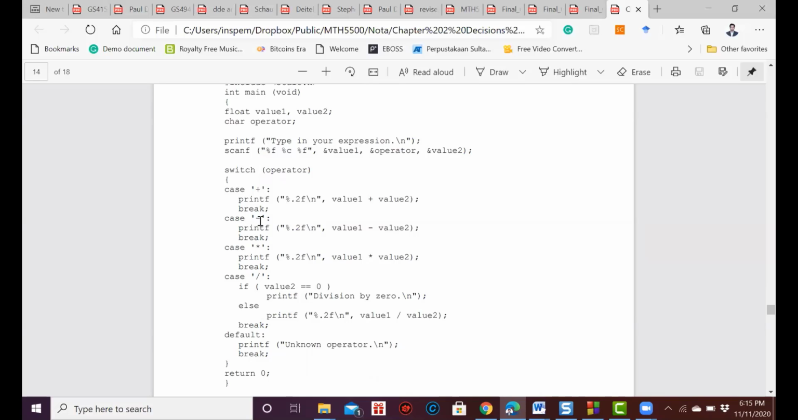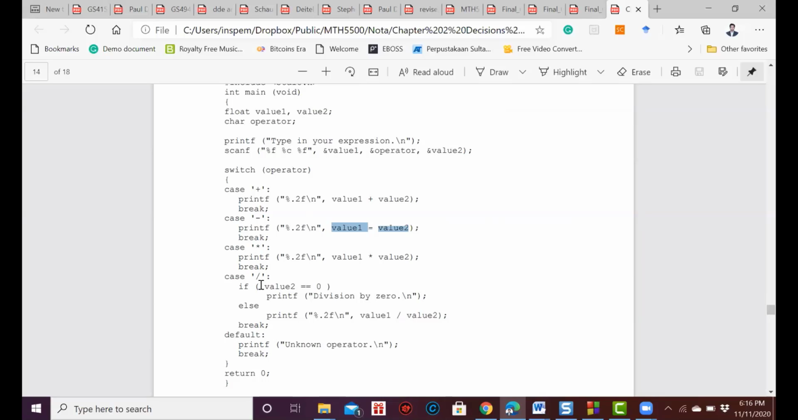Then if the case is minus, we read the operator is minus, and we print value 1 minus value 2. The printed value will replace the format %.2f here. I think I already explained the point to F in the previous lecture. Now for example, this one is slash.